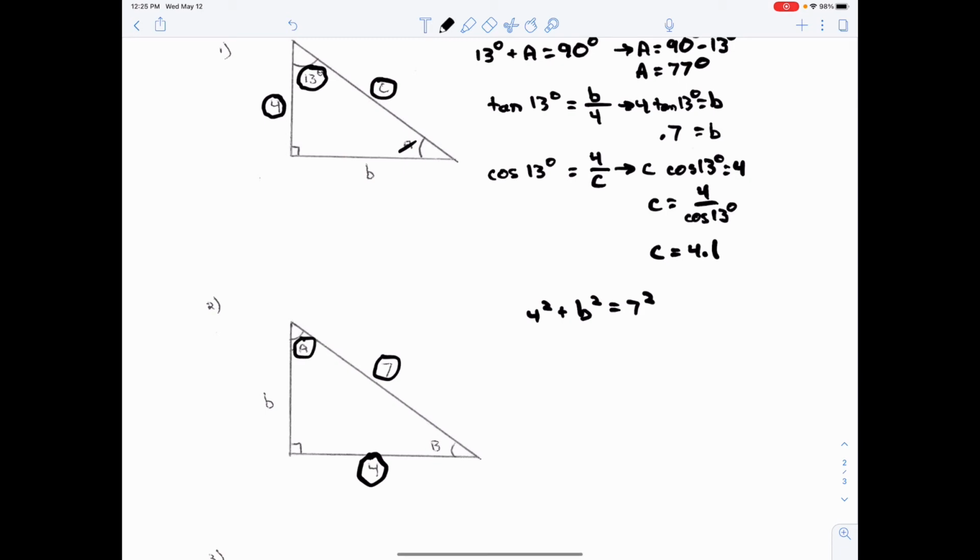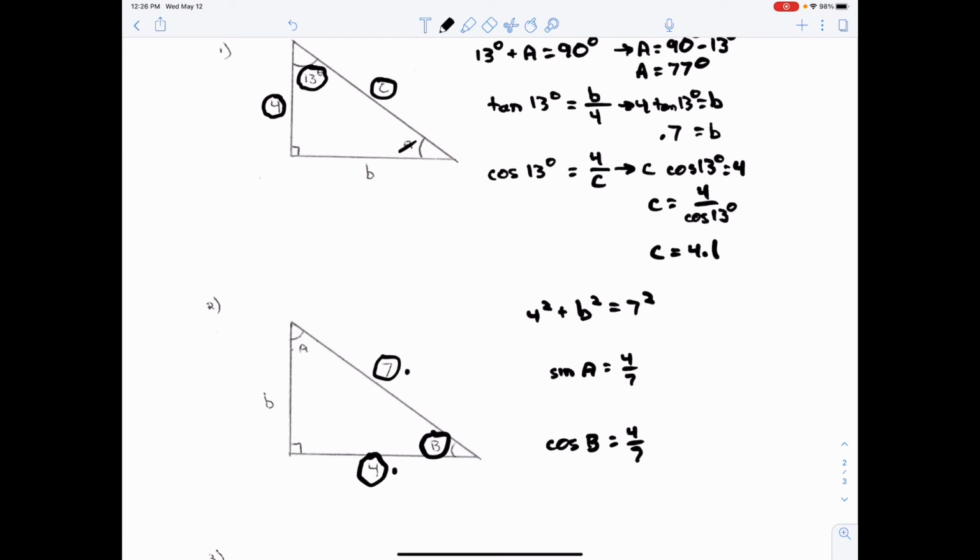Now angle A, this side is the opposite. This side is the hypotenuse. Opposite over hypotenuse is sine. So we've got sine of A equals 4 over 7. Fine. So that'll find me A. And now what do I do to find B? Well, this side's the adjacent, and this is the hypotenuse. So that'd be cosine of B equals 4/7.